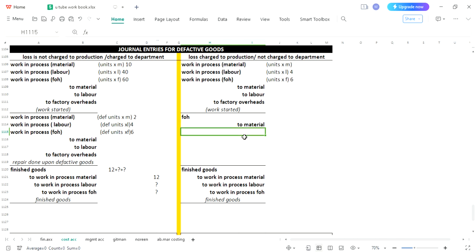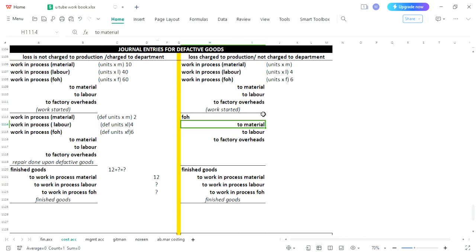First two material, then two labor and two factory overheads. As you can see, two material, two labor and two FH were credited on the left page, and the same is credited on the right page as well: two material, two labor, FH. But what change have we made? Instead of writing work in process, work in process, work in process on the debit side, we have written only a single word, and that is FH. So in this way your entry for defective goods when loss is charged to the production has been completed.